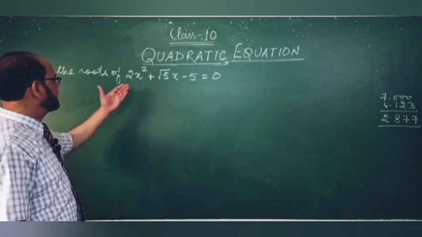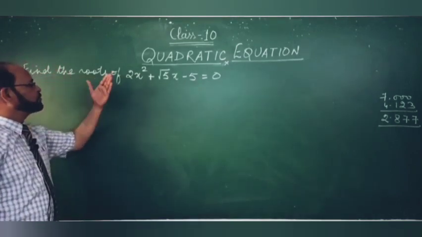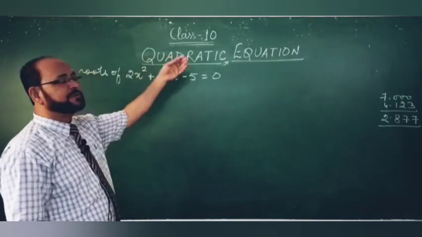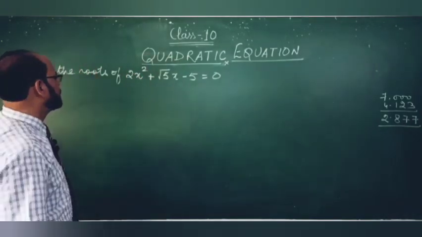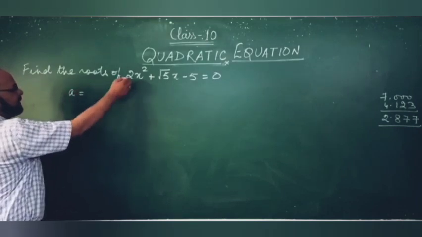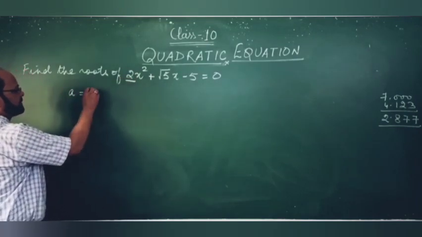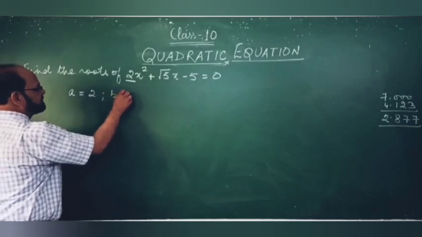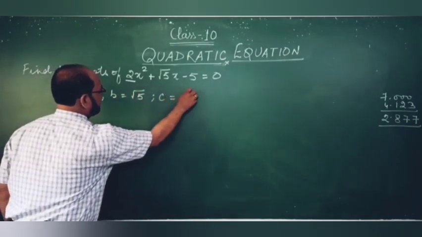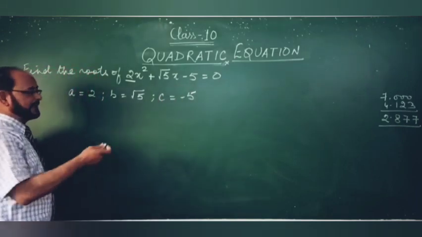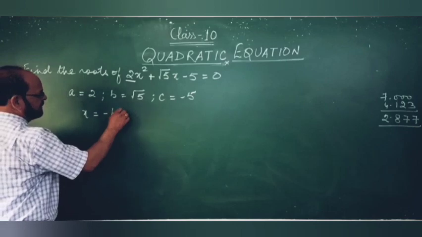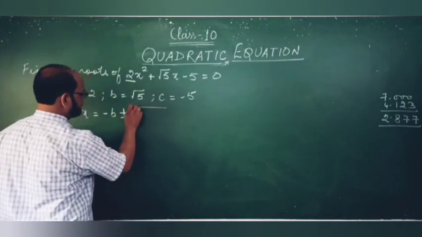Alright, let's take another example. Find the roots of 2x square plus under root 5x minus 5 equals to 0. So first we will find the values of a, b and c. In this question, a is 2, b is under root 5 and c is negative 5. After adding the values of a, b, c, write the quadratic formula.